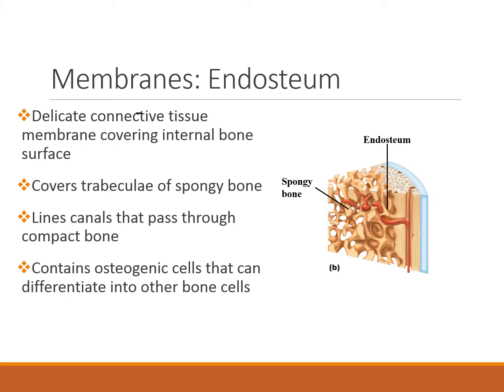The endosteum is another type of connective tissue membrane, but it's internal, over all of the bone surfaces, including the trabeculae and spongy bone and the canals of compact bone. This membrane contains specialized bone cells called osteogenic cells that can change into other bone cells like osteoblasts and osteoclasts.